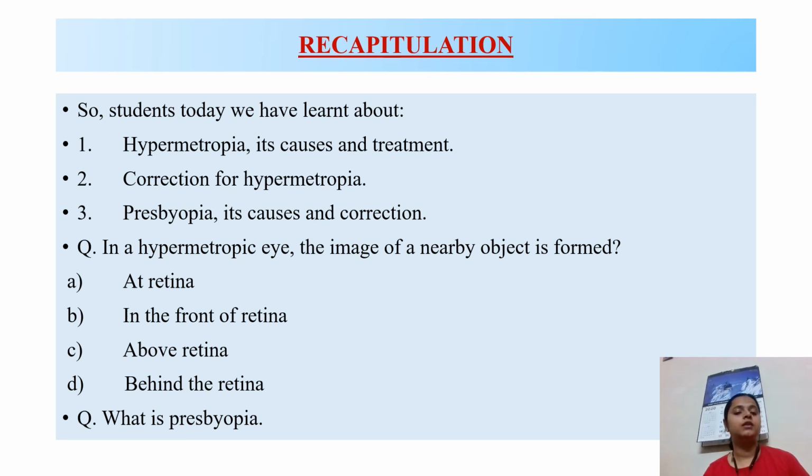So there is a question: in a hypermetropic eye, the image of a nearby object is formed. Here are four options and you need to tick the right option, or you can write the right option in the chat box. First option, at retina; second, in front of retina; third, above the retina; fourth, behind the retina. The right answer is option D, behind the retina, as we have seen that in a hypermetropic eye, the image forms behind the retina.